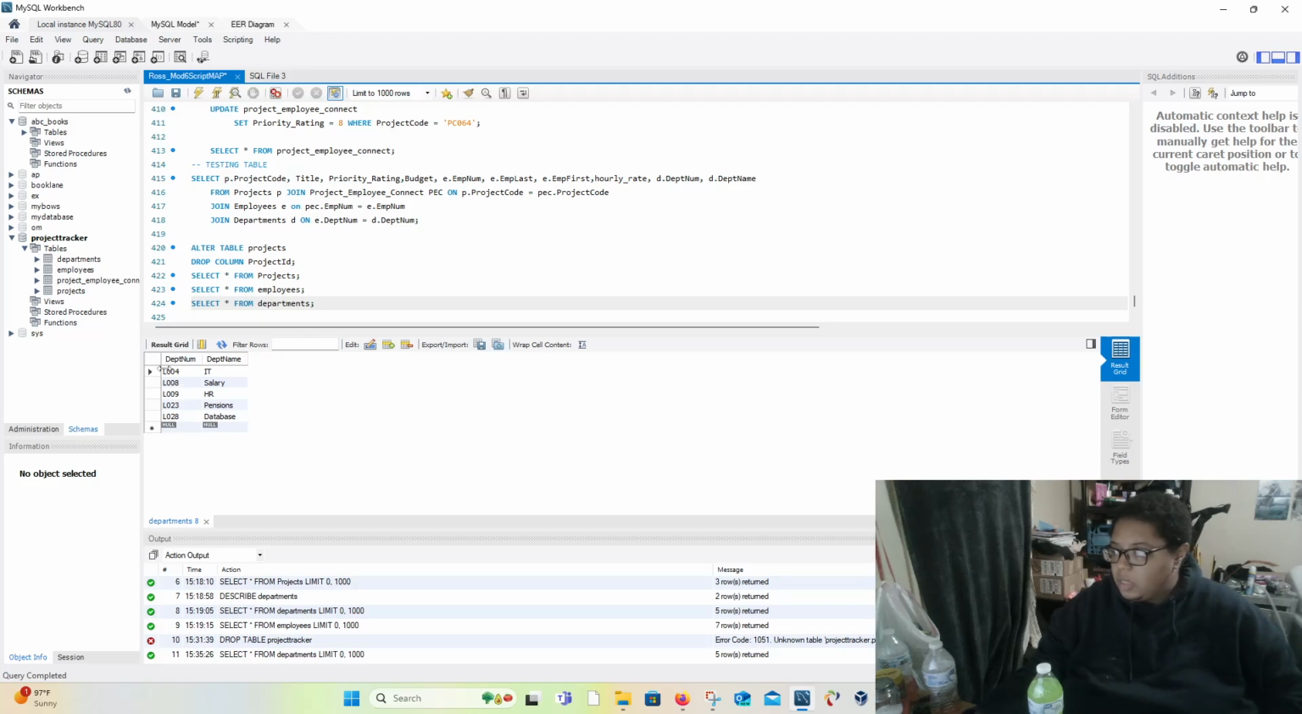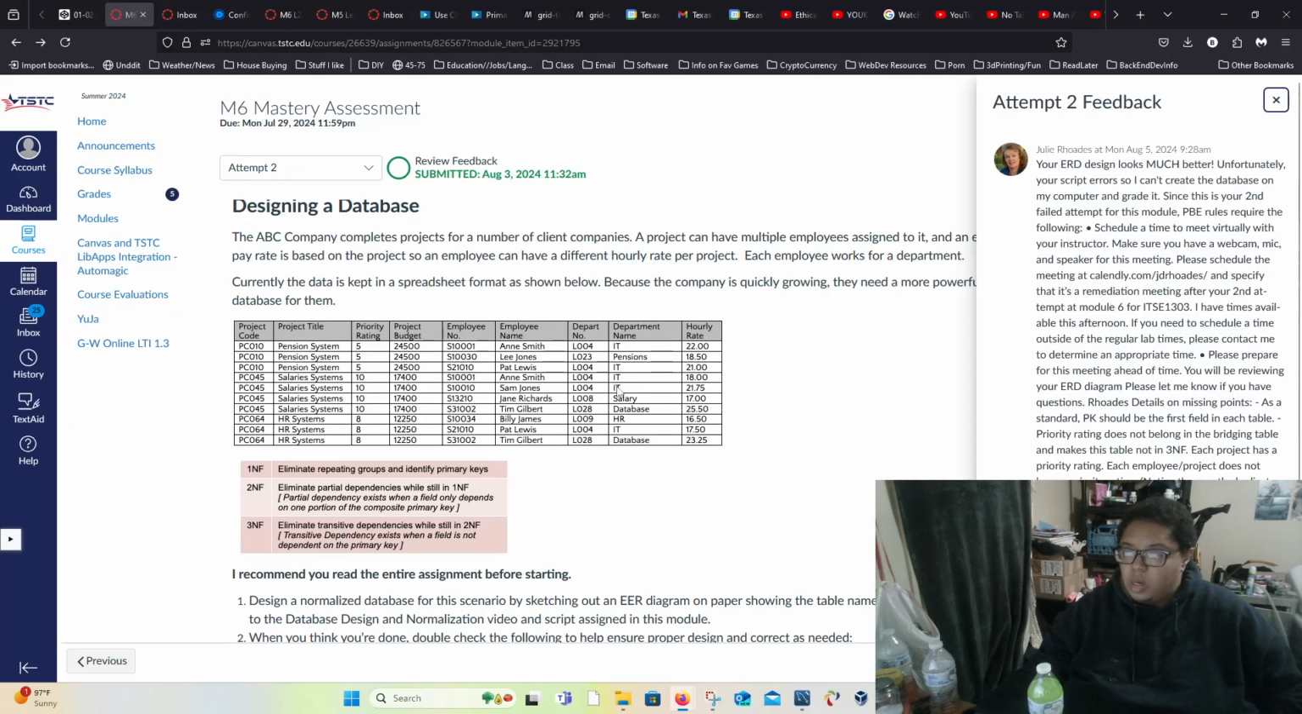I'm not sure if you can see that, but each department is only mentioned once, with each department number mentioned only once. If I add a priority rating to the department's table, it would have duplicate information. I would have to add more ITs. I'd have to add 2 more IT fields and an additional database field to add in the priority ratings that exist for those particular projects.